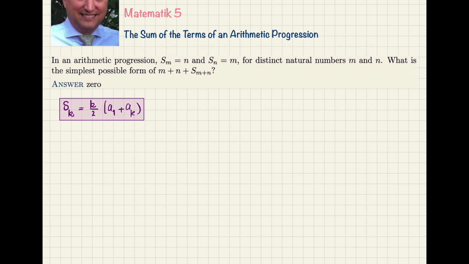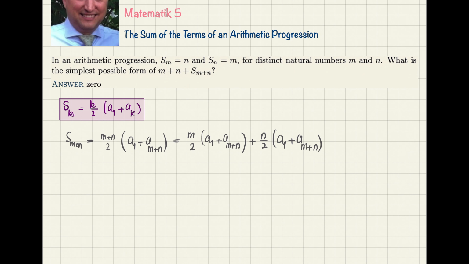Now let us write the formula for S sub m plus n. So what is S sub m plus n? This is equal to (m plus n) over 2. Instead of k, I have m plus n, multiplied by (a plus a sub m plus n). Yes? But I can decompose it into two parts: m over 2 multiplied by this, and plus n over 2 multiplied by that.